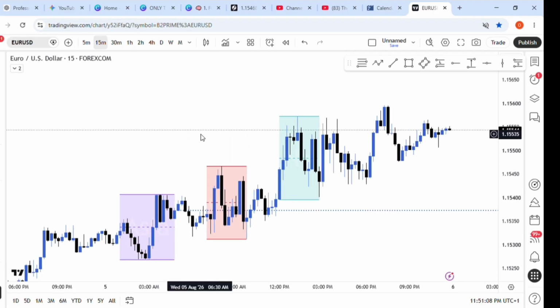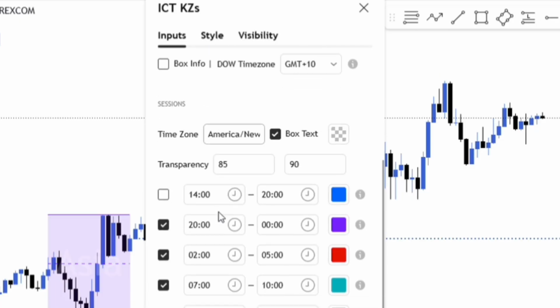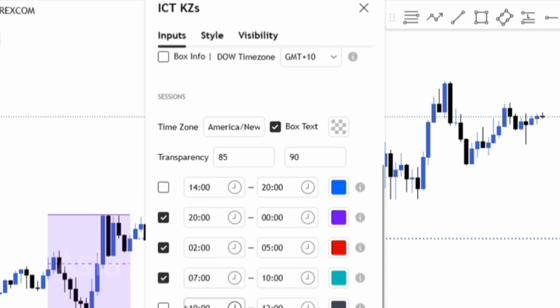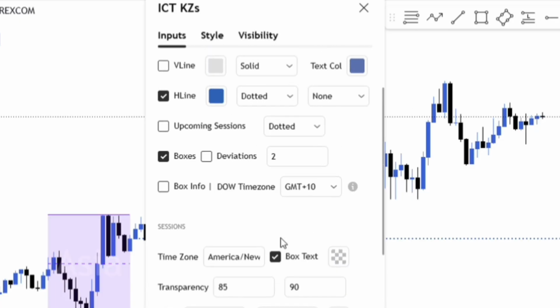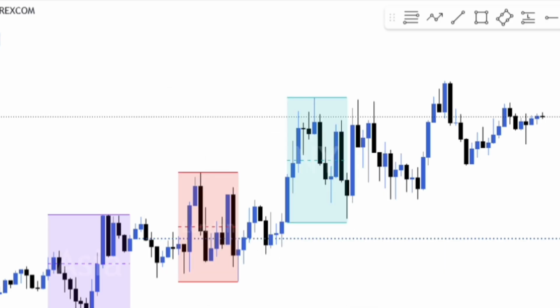Now on your chart, this is the indicator. You can see it here, the ICTKZS. This is the particular indicator that shows you your London session, your New York session, and your Asian session. So now follow the settings. You can follow my settings to set this up. You can see this is my settings. This is everything that I set. Then you can use it to set your own up.